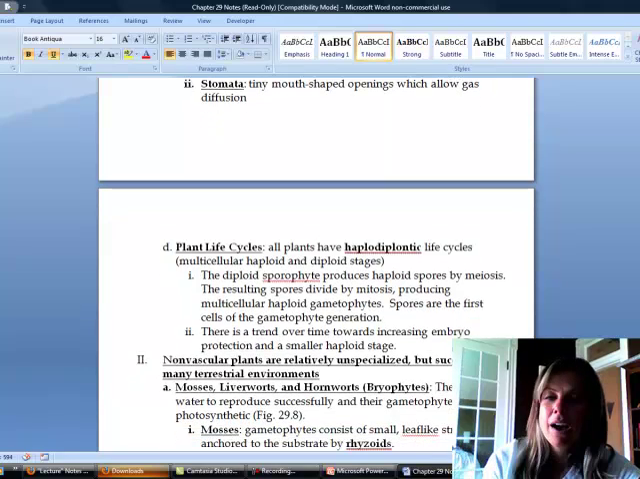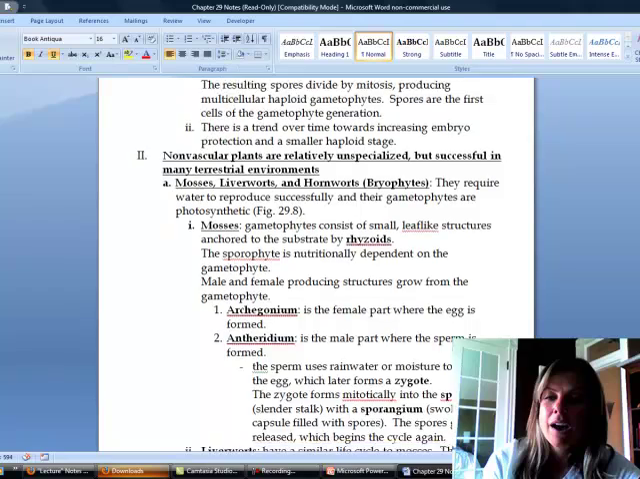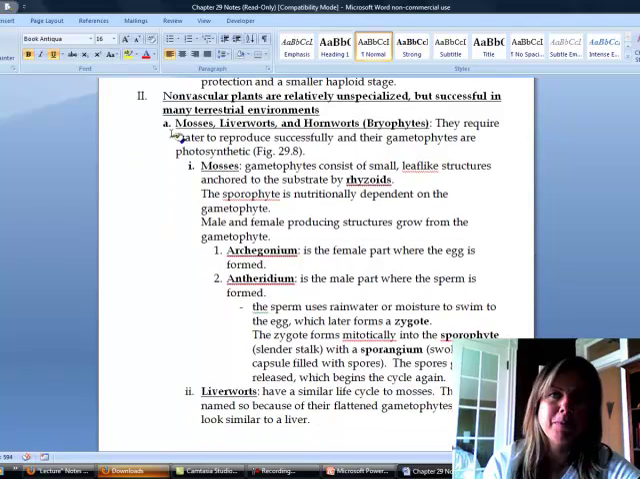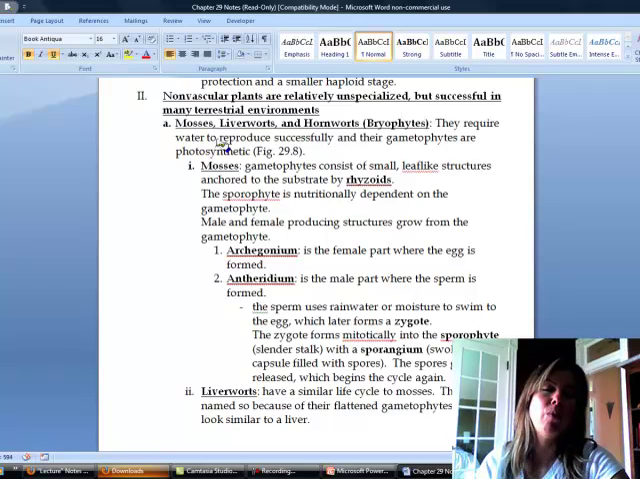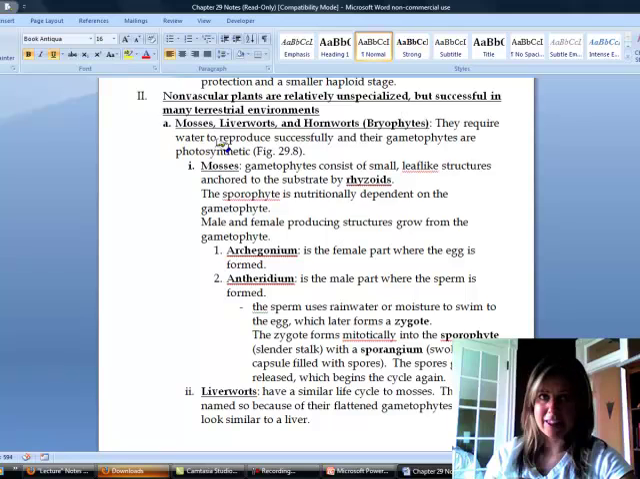Okay, so now what we're going to do is talk about the plants in a little bit more detail. The first group is the non-vascular land plants, and that's the mosses, liverworts, and hornworts. Technically those are called bryophytes. They're in the phylum Bryophyta. What puts them in this category is not only that they're non-vascular, but also that they have to have water to reproduce successfully. The sperm needs to actually get into water to get to the egg. And that's why they grow in moist locations.